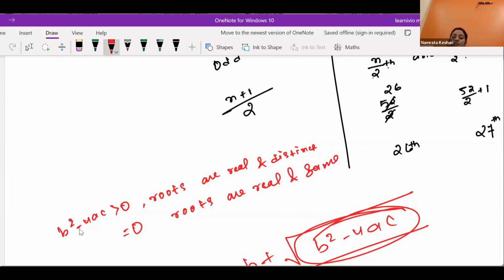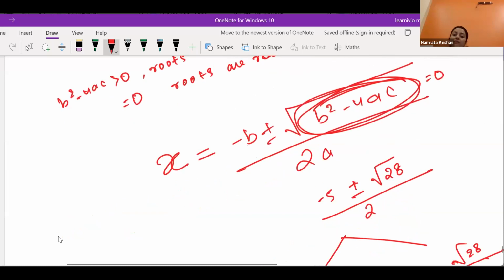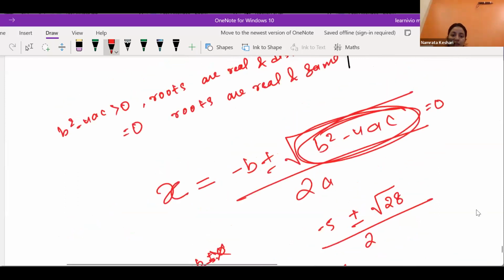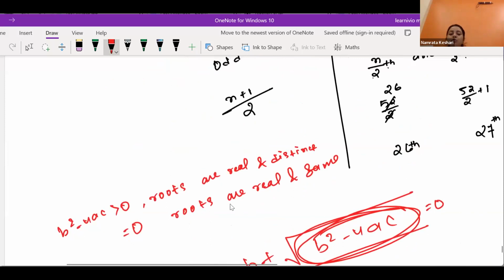If this square root gives you 0 while finding the roots, you will be left with minus b by 2a, and plus minus 0 means nothing. So you will just be left with minus b by 2a, and only one root you will be able to find. Yes or no? Yes, ma'am. And hence the formula also says the same, that roots will be real and same. Same means only one root, or we can say that both roots are the same. And if this is lesser than 0, roots are not real.